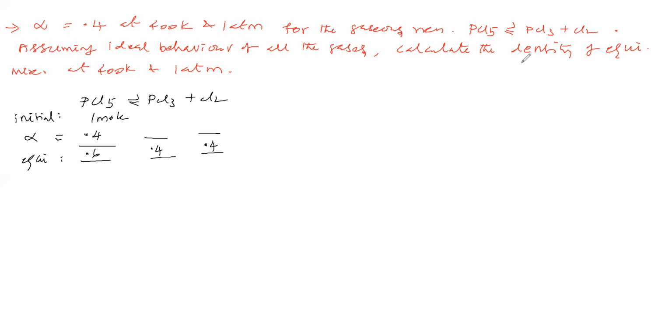Now what we want is the density of the equilibrium mixture. What is given? Temperature is given, pressure is given, and the number of moles at equilibrium we know. Using this, the density of the equilibrium mixture we can find by the help of the ideal gas equation.